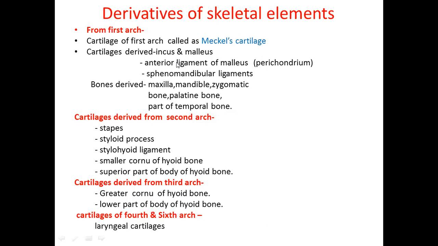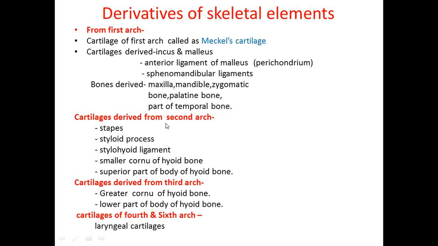It gives various structures: the cartilage derived incus and malleus, then the anterior ligament of the malleus, then the spinomandibular ligament, and bones like the facial bones, maxilla, mandible, zygomatic, palatine, and a part of the temporal bone get derived from the first pharyngeal arch. This is also called, as we know, the mandibular arch. So the various structures concerning the mandible get derived here from the first pharyngeal arch.